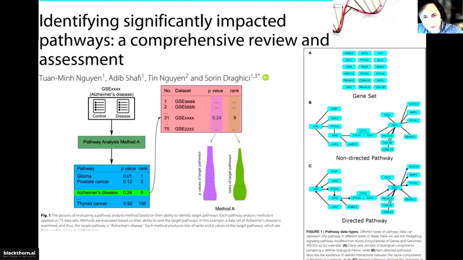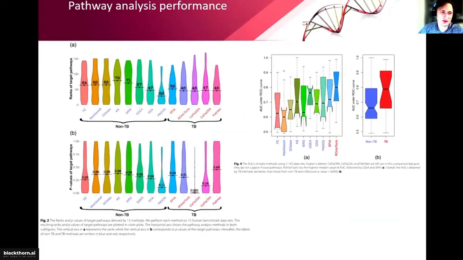So what basically was done in the article: the authors chose 75 data sets for different diseases, and they ran multiple tools in order to find pathways relevant to these data sets. For example, if it's a data set from Alzheimer's disease, your tool performs well if the target pathway has a relatively high rank, like first or second, and a good p-value. And as the authors showed, this is not always possible across all pathway analysis tools and all data sets.